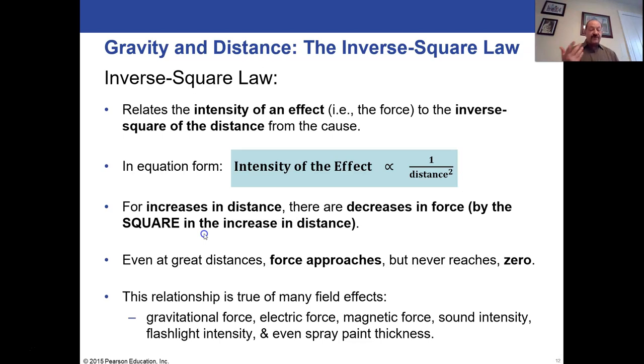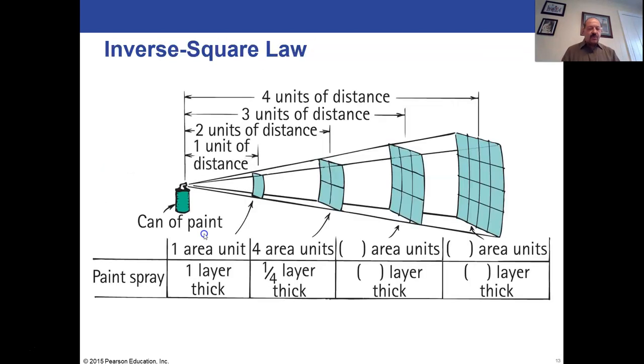And this is true of gravitational force, electric force, magnetic force. Technically, it's true of sound intensity, but in practice, sound intensity eventually just becomes heat energy that moves the air. Light intensity, even spray paint thickness decreases with the square of the distance. And so we'll talk about that.